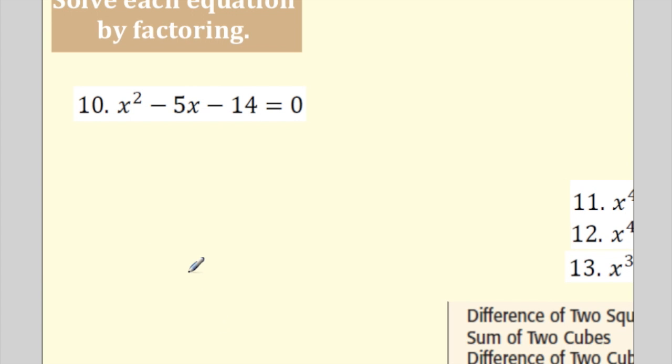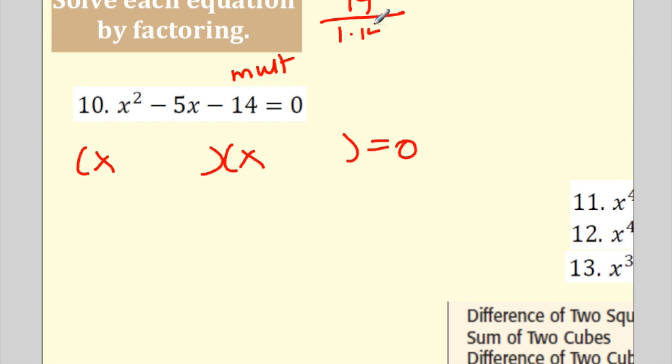So we're going to solve. So this one, I look at it. This one is a quadratic, x squared. So I'm going to have x and x equals 0. And now I think to myself, okay, what multiplies to negative 14 but adds to negative 5? If I'm not sure, I'm just going to write down 14 and say, well, 1 times 14, 2 times 7, and those are my only options. Okay, I need to add to negative 5, so I know 2 and 7 is what's going to make it work. I need it to be negative 7, so there we go.